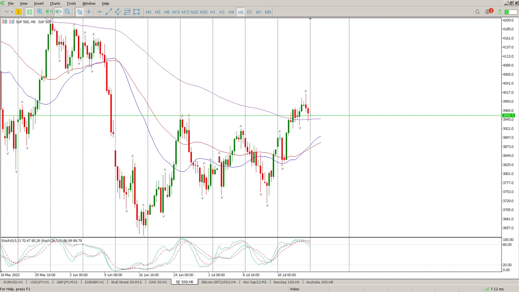Good morning, everybody, and this is your S&P 500 day trade setups for today. Quite frankly, a bit of confusion going into the close of last week.